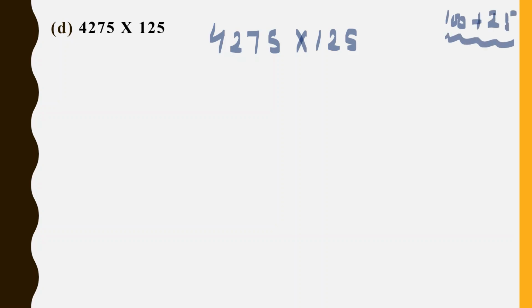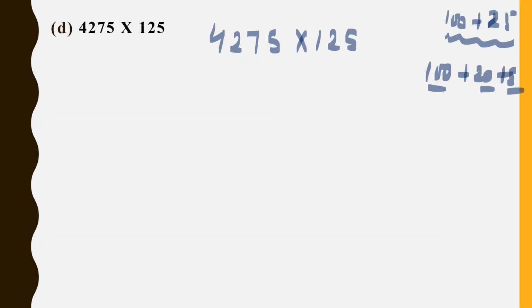So now let me do another type with you. Here we have to multiply 4,275 by 125. So how will you break this number 125? Maybe we can do it as 100 plus 25, right? But then if we have to multiply 4,275 by 25, we won't be able to do it mentally. So let's go a step further. How about writing it like this: 100 plus 20 plus 5.